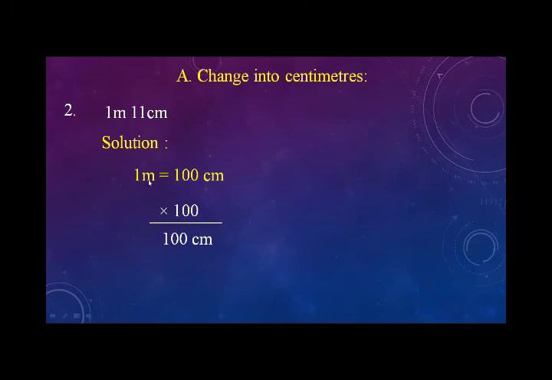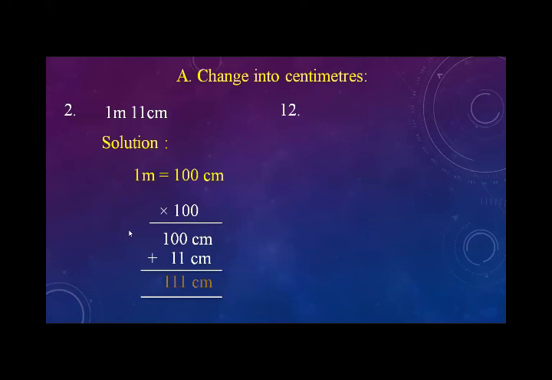So simply you multiply 1 by 100. When you multiply 1 by 100, 100 ones are 100. You write 100 centimeter here. Then the next one is 11 centimeter, you write 11 centimeter here. Then you add up these: 1 plus 0 is 1, 1 plus 0 is 1, and 1 here. So your answer is 111 centimeter.